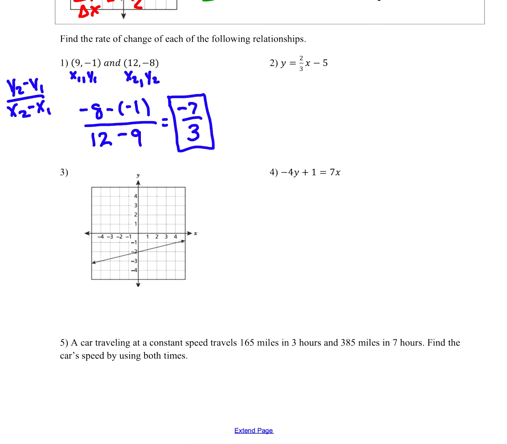Number 2 is nice. Y is solved for. It's in y equals mx plus b form, so my m is 2 over 3. That's what my slope is. So my slope is just 2 over 3 there.